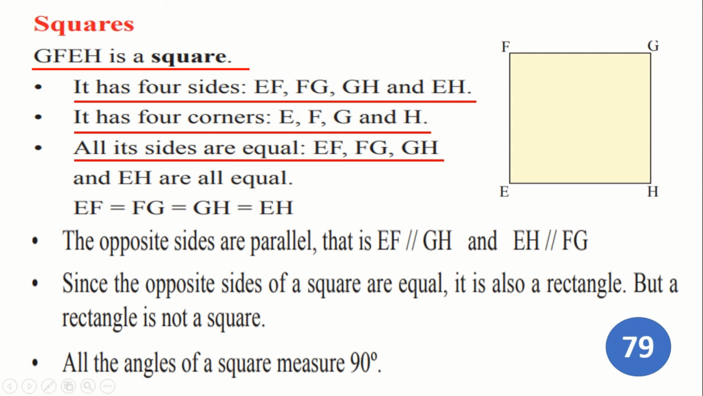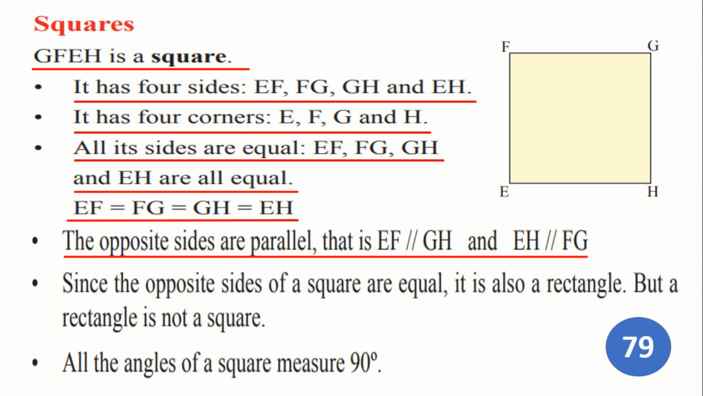The sides of a square are the same and equal. EF is equal to FG, HG, and EH. They are the same. And then the opposite sides are parallel. The left side EF is parallel to the opposite side GH, and EH on the bottom is parallel to the top, FG.